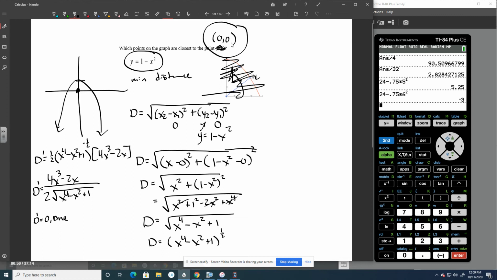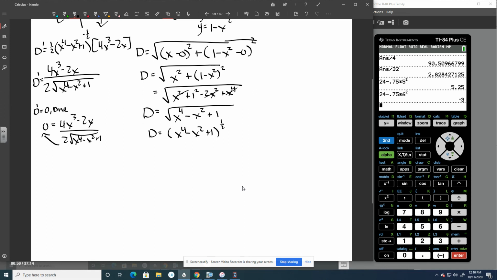So if I say 0 equals 4x cubed minus 2x divided by 2 root x to the fourth minus x squared plus 1, when I set this equal to 0, I just multiply that over to the left, which turns it into 0. So I just end up with 0 equals 4x cubed minus 2x. That's all I'm setting equal to 0. And if you notice, that's just the derivative of the inside of the square root.